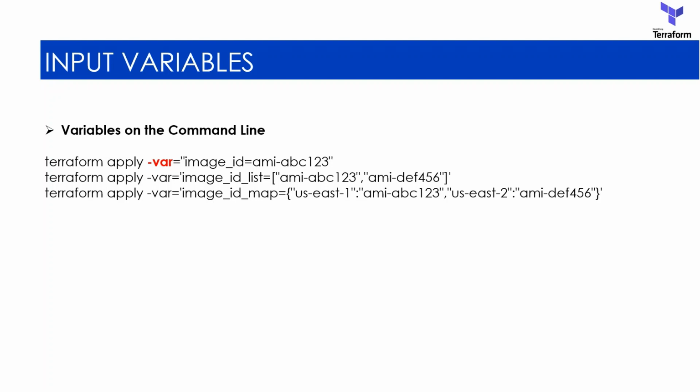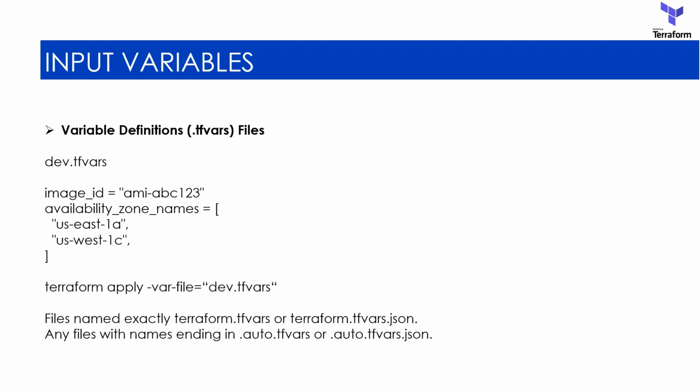Next, variables on the command line. It's early to discuss this command, but it's okay. Just understand that with terraform apply, you use -var and the name, like image_id equals the value. Similarly, you can pass more than one value for a list or other complex data types. Then variable definitions go in the .tfvars file.